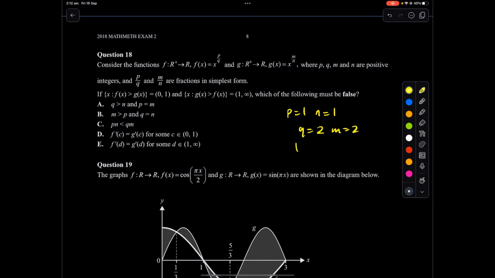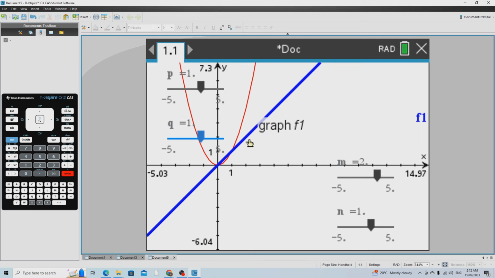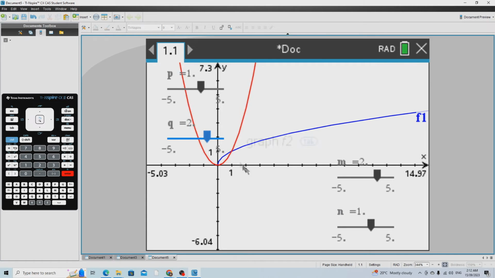So because 1 times 1 is 1, which is less than 2 times 2 is 4. Yeah, 1 is less than 4. So that works perfectly. So we can say that P is 1, N is 1, Q is 2, and M is 2. So let's do that. Is the condition still being met? Absolutely. The blue graph is greater from 0 to 1, and from 1 to infinity, the red graph is greater.